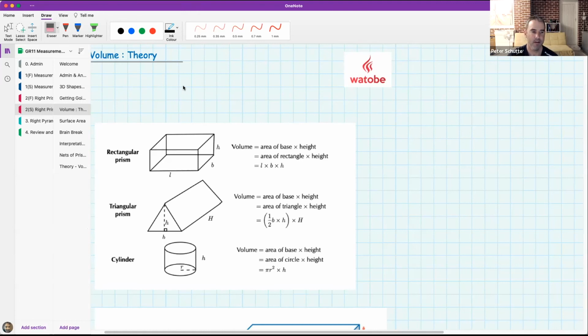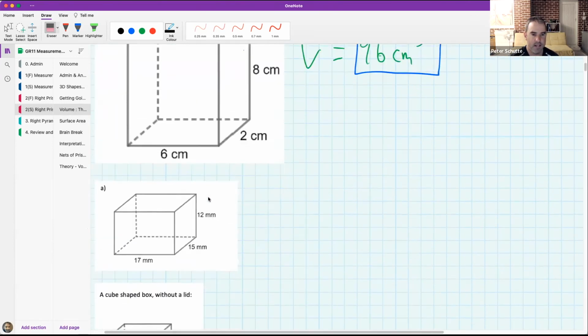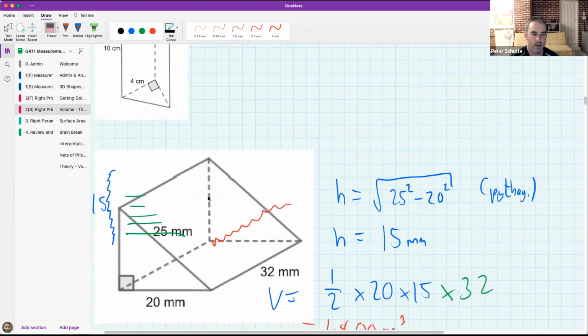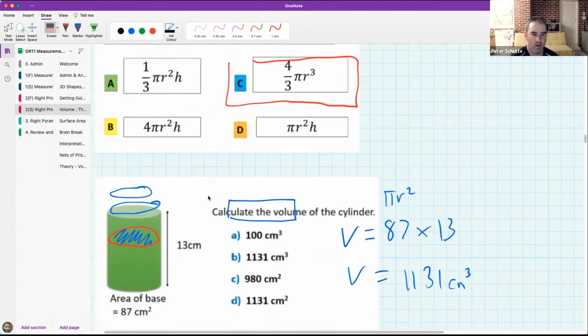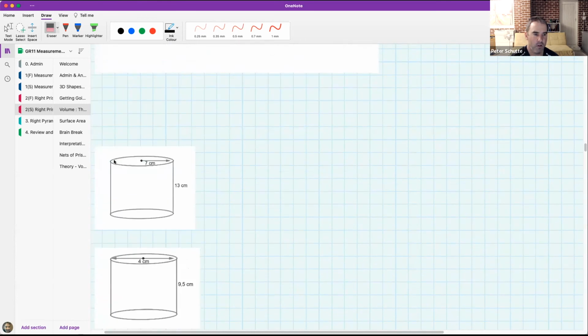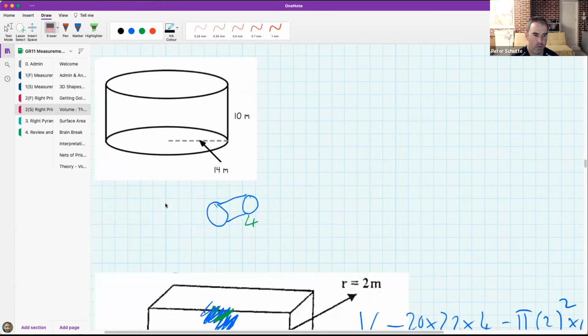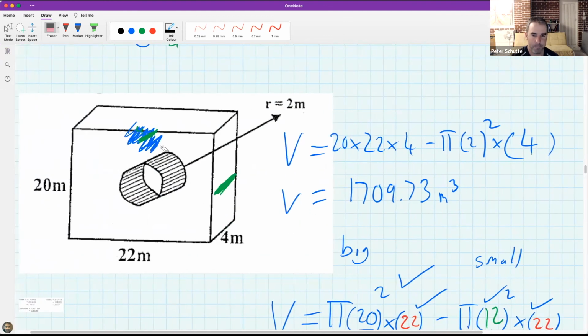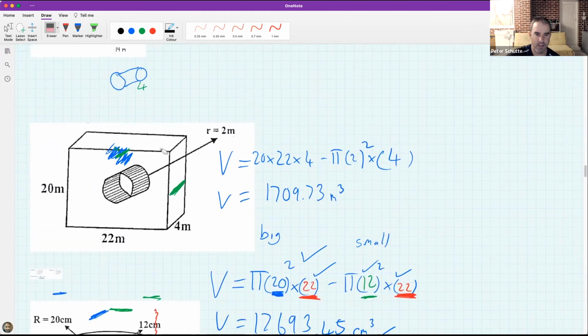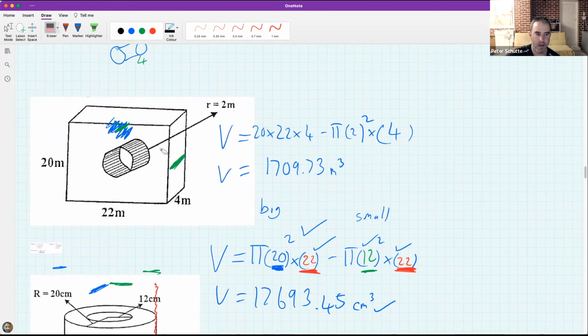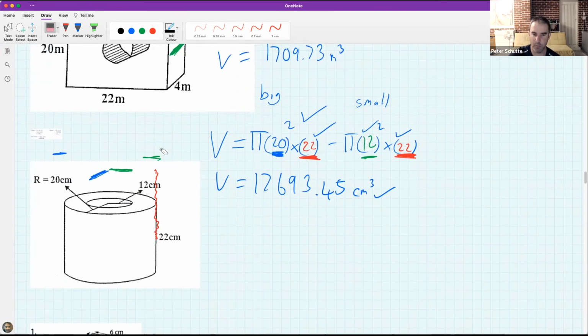Hi, sir. I wanted to ask, sir, can you please go over the question that we did with the cylinder of the outer shape and the inner shape? I didn't quite understand that one. Okay, let's have a quick look at that. Where was this one? Here we go. That one over there. Yes, so that one. Oh, sorry, this one over here. So the one with the 12 at the bottom. Yes.